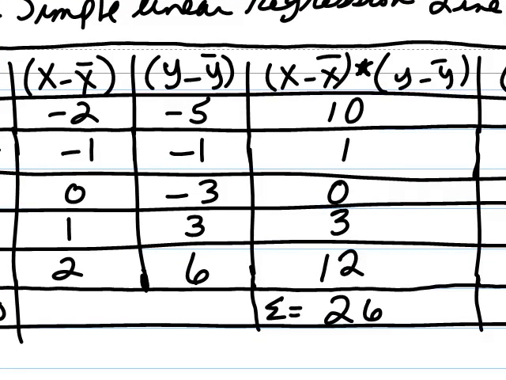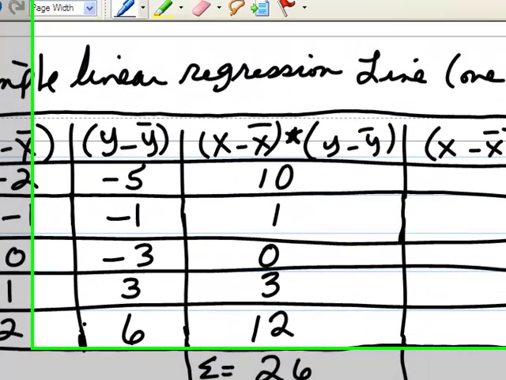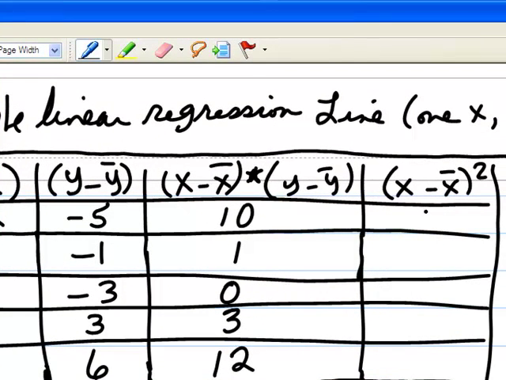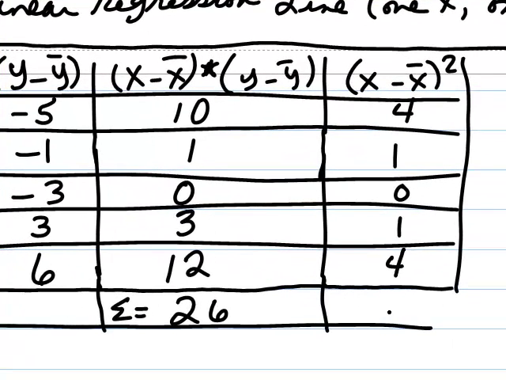Then we compute the X minus X bar column squared. Here's the X minus X bar column. Square each entry. Negative 2 squared is 4. Negative 1 squared is 1. 0, 1, and 4. Summation is 10.